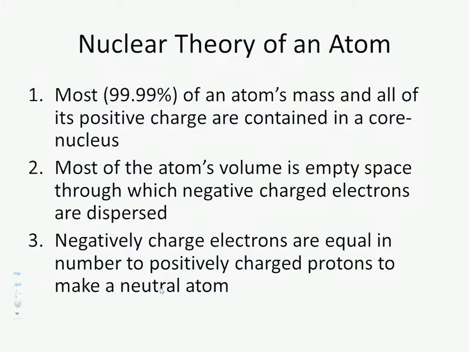Negatively charged electrons are equal in number to positively charged protons in order to make a neutral atom. Okay? So he incorporated the idea in his nuclear theory that if the positively charged nucleus equals the charge on the electrons but opposite, it's a neutral atom. So that means for every 1 positively charged proton you must have 1 negatively charged electron. Okay? And that's how a neutral atom remained.